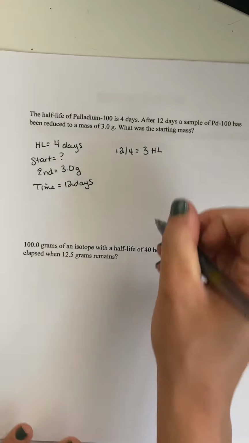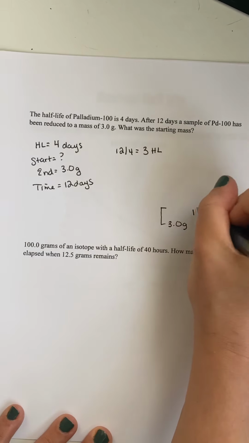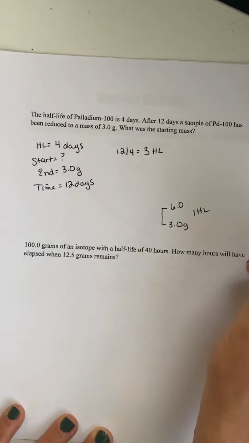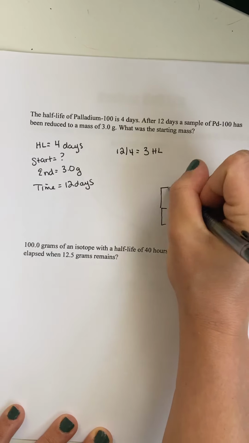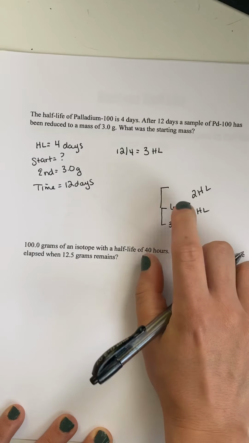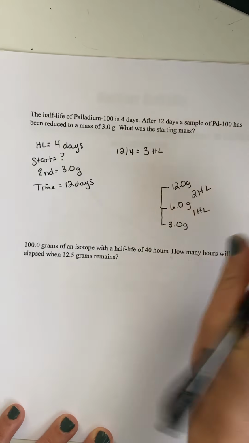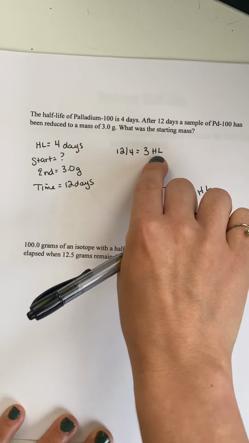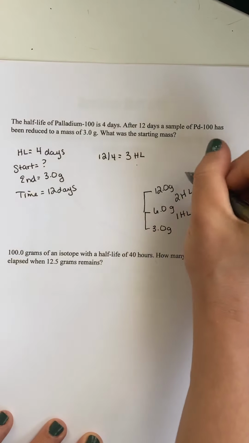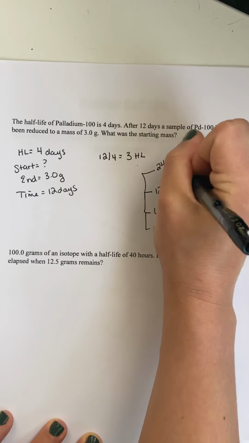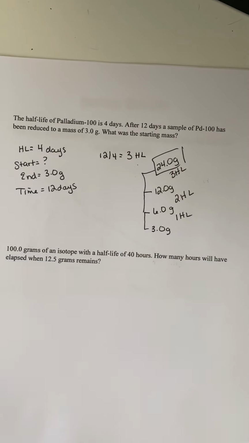So I start with 3 grams. 4 days have passed. 1 half-life has passed. This is going to double. So 3 times 2, 6 grams. Let's go with my second half-life. I'm going to double this amount now. So 6 times 2, we have 12 grams. And I know I have to get to that third half-life to find out what the original sample was. So times 2 again. Third half-life. I started with 24 grams. And that is what I'm going to report. I started with 24 grams of that palladium.